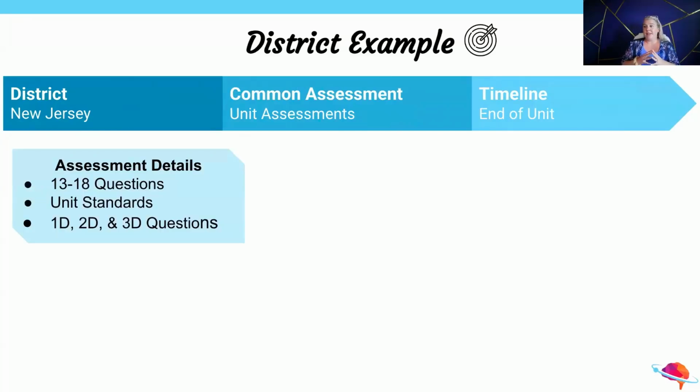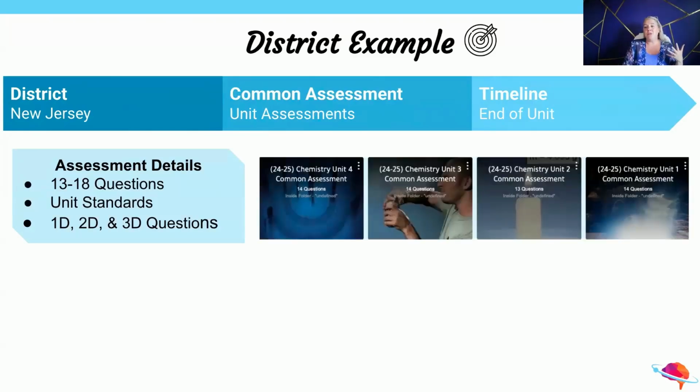Because there are so many unit assessments within this district, there's a little bit more variability. So the assessments generally range from 13 to 18 questions. They focus on the standards that were taught within that unit. And they also did a mixture of 1D, 2D, and 3D questions. Because this was over a shorter span of time, they were able to collect a little bit more data on how students were doing on just DCI questions and those three-dimensional questions as well.